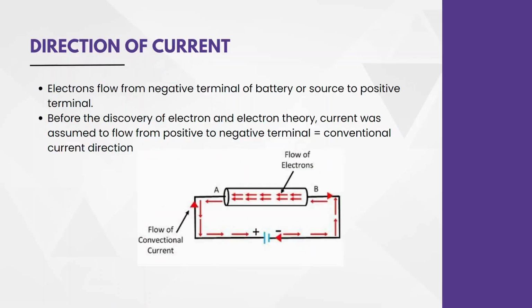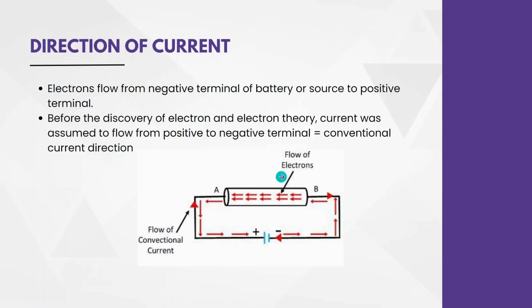Coming to the direction of current, electrons always come out of the negative terminal, or the terminal at lower potential, and they move to the positive terminal. This directional flow of electrons was found after the discovery of electrons, or the electron theory. Way before this, current was assumed to have a direction and it moved from the positive terminal of the battery to the negative terminal of the battery. While both these directions are still considered, in practice, many people consider the direction of current to be the conventional flow of current, that is, from positive terminal to negative terminal.